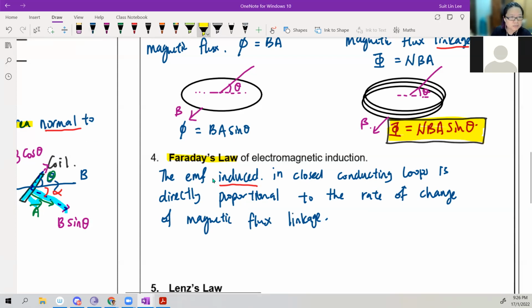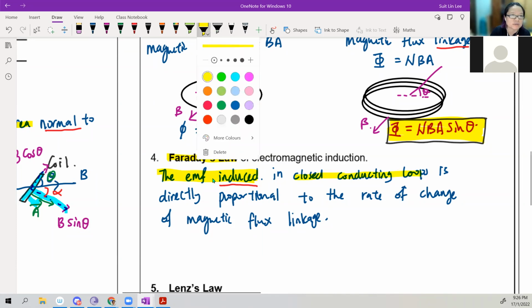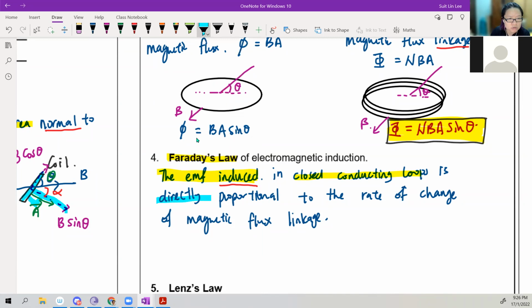So there are two main things here. Number one, we have EMF or electromotive force or battery that is induced inside a loop, inside a closed conducting loop. The second part here is directly proportional to the rate of change of magnetic flux linkage.